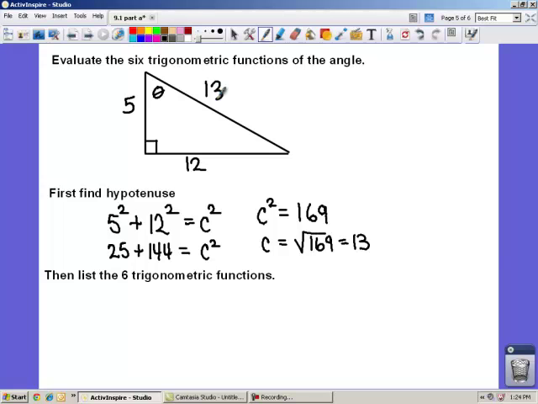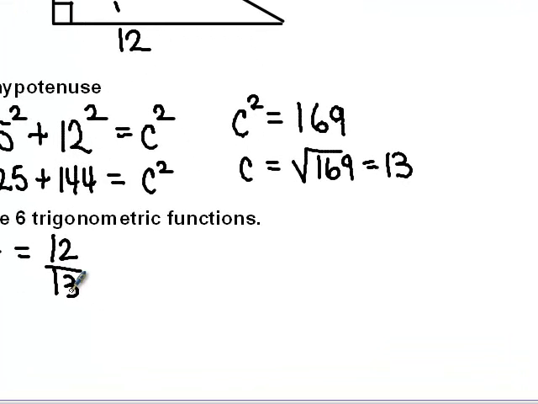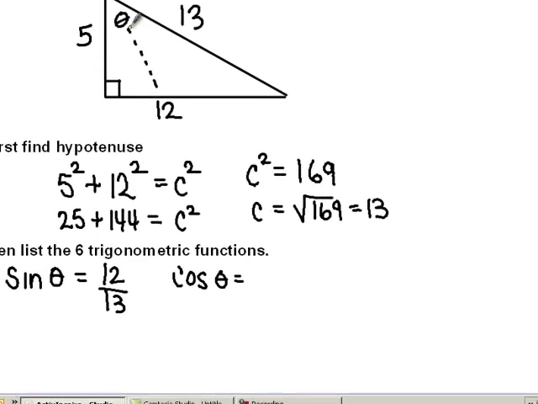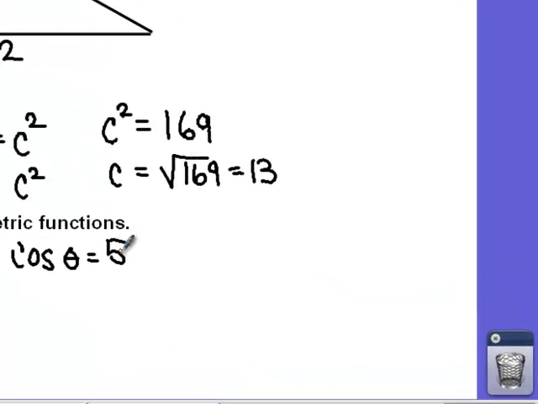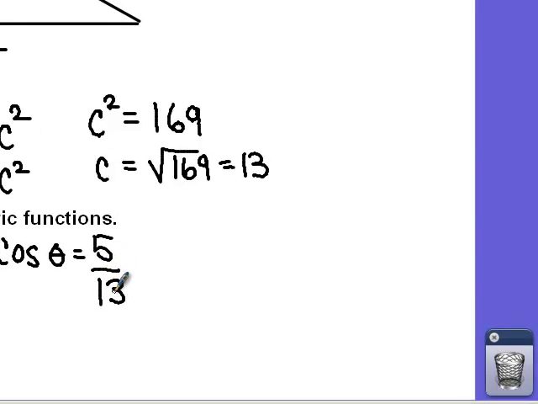So if we start with the sine, remember it's SOHCAHTOA. So sine of theta equals opposite over hypotenuse. Opposite over hypotenuse, which is 13. Okay, now we're going to do the cosine, which is CAH, adjacent over hypotenuse. So cosine of theta would be the adjacent, which is 5, over hypotenuse, which is 13.